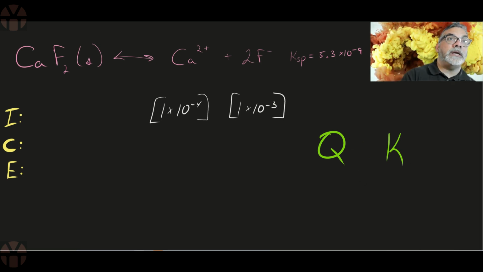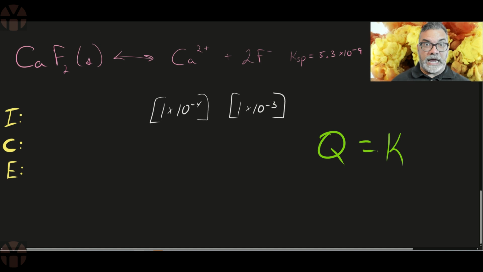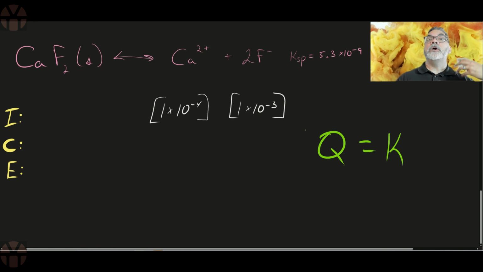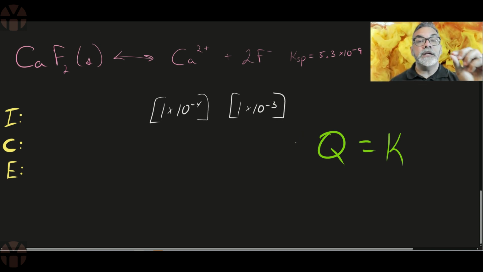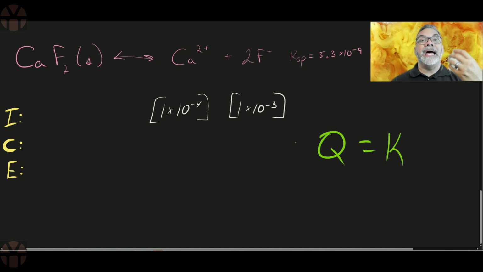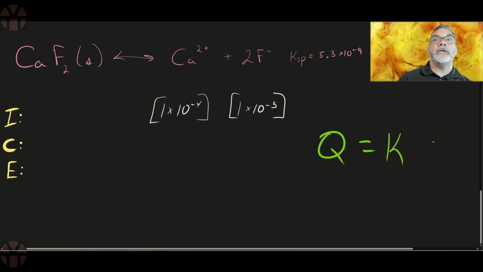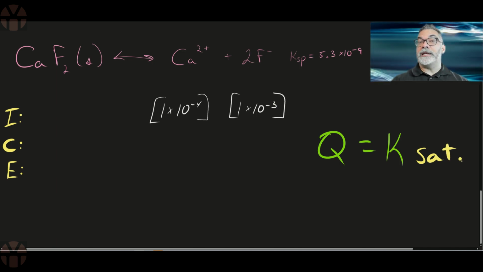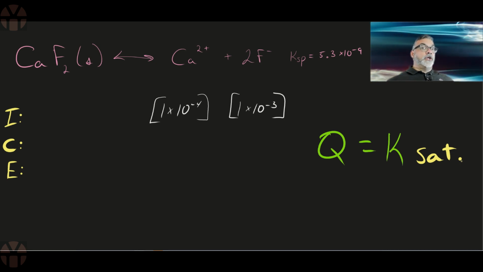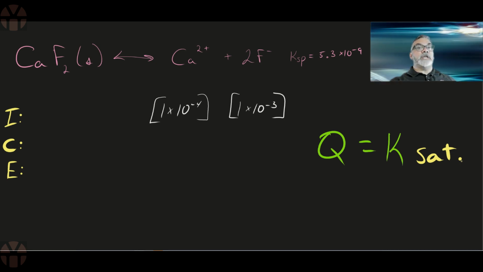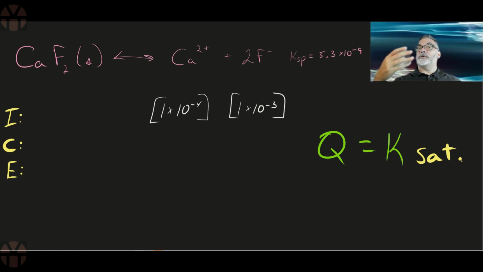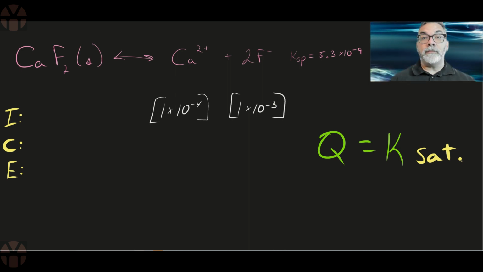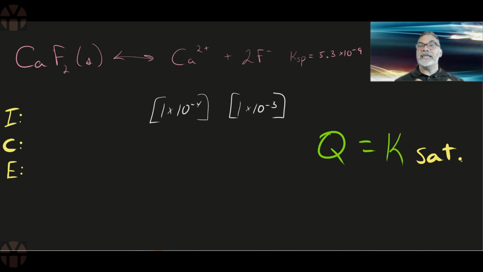Which of course leads us to the last possibility: what happens if Q equals K? Now what? Well, when Q equals K, remember that means we are at equilibrium, and as we stated earlier, a solution at equilibrium is considered to be saturated. So if Q is equal to K, we are saturated. Now, here's the trap question. Just because a solution is saturated, or rephrase, just because Q equals K, does that mean that for sure a precipitate is going to form? Technically, the answer is no.